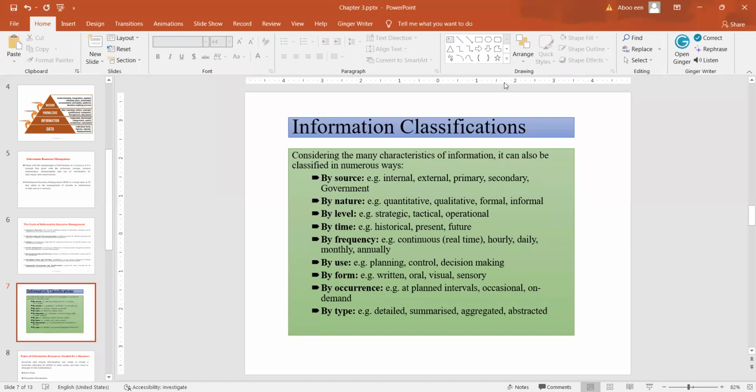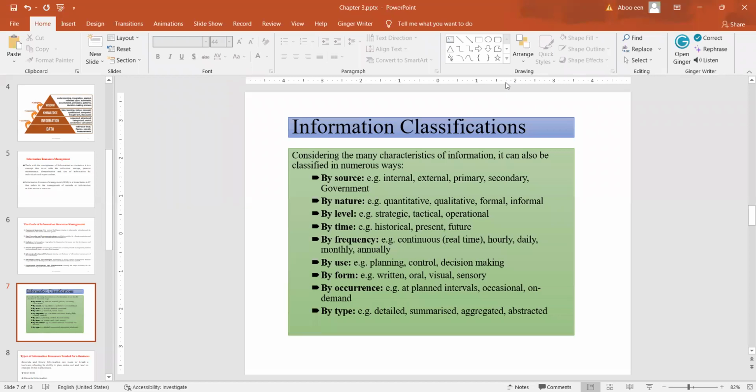Based on the type, we may classify information as detailed information, summarized one, aggregated one, abstracted one. So these are the types. So we may get detailed information, detailed report. The informations are in detail. Summarized. Summarized means it is precise. I mean, basic or summary information only available.